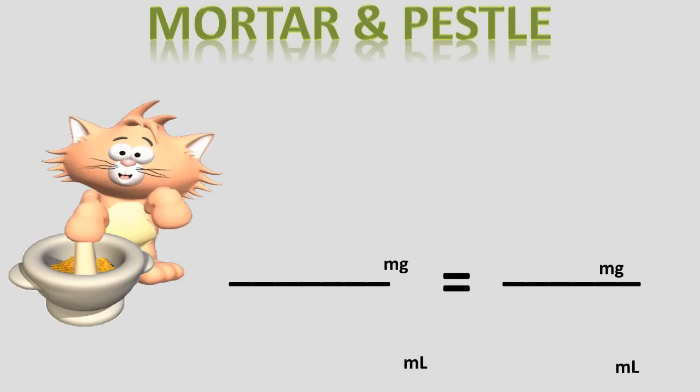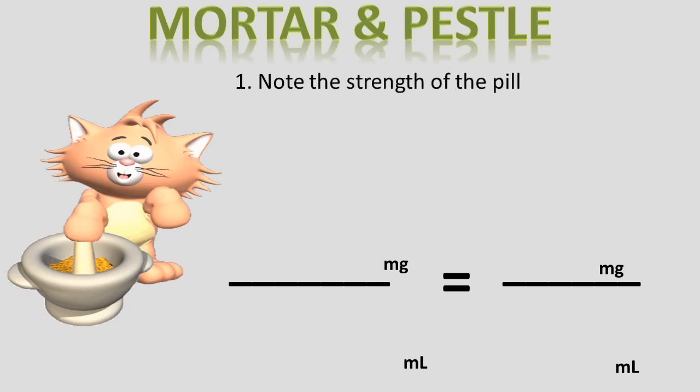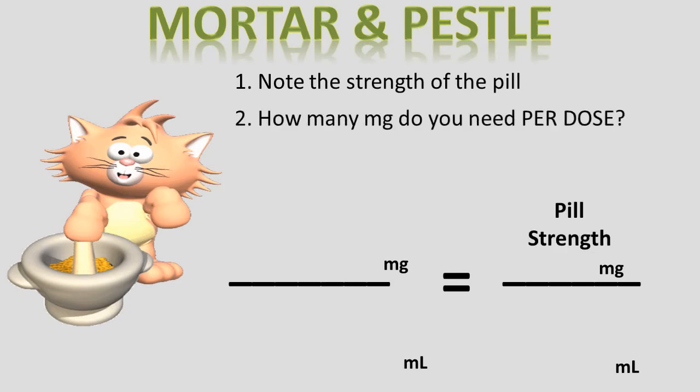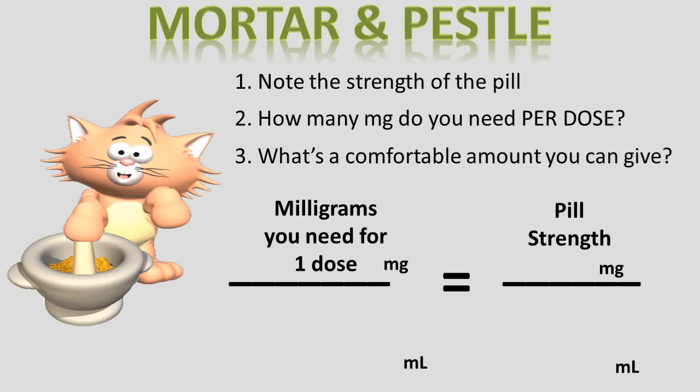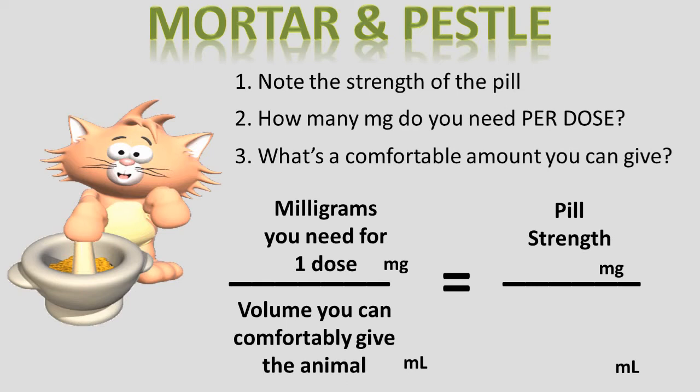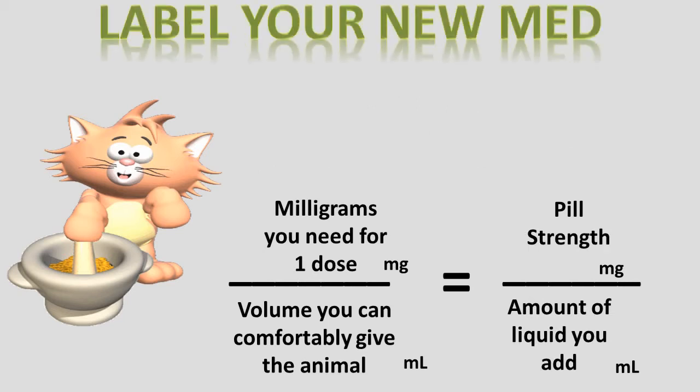To dilute pills and capsules, first determine how many milligrams of medication is in 1 capsule or tablet. Put that number here. Next, determine how many milligrams of drug you need per dose. Put that number here. Then estimate what volume you can comfortably give that animal to drink. Put that number here. Cross-multiply, and your answer gives you exactly how many milliliters of fluid to put the powder in. Now label your new medication.